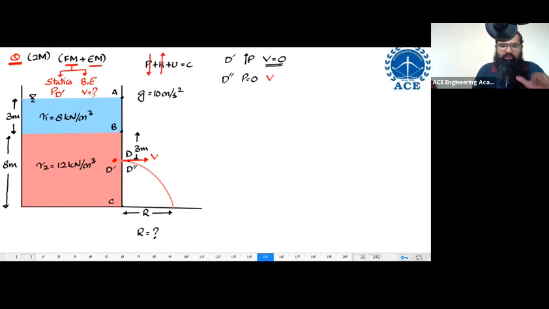There are 3 steps involved. First step is to find the pressure at D prime. Second, that is the statics part. Second step is to find the velocity outside. That is the Bernoulli equation part. After finding the velocity, then I have to use some common sense from engineering mechanics. I have to find the value of this R. I hope this question is clear to all of you now.